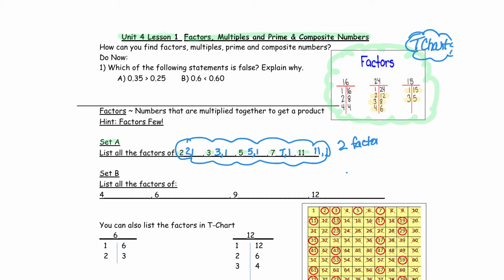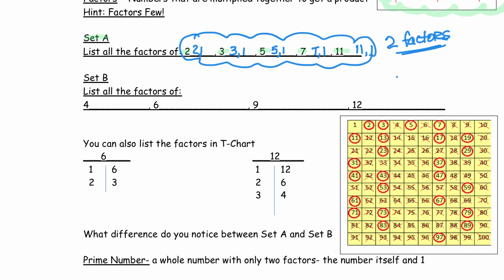Let's take a look at the next couple and see how many factors there are for those. For the next set of numbers in set B, we're going to be listing all the factors. So for 4, it's 1 times 4, and then 2 times 2, so we're just going to leave it there. For 6, it's 1 times 6, and then 2 times 3. Notice this is a little different. We did the T-chart in class. I definitely like that better.